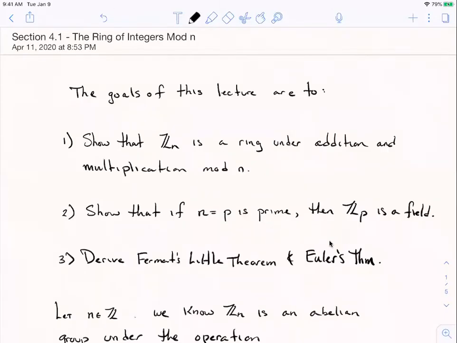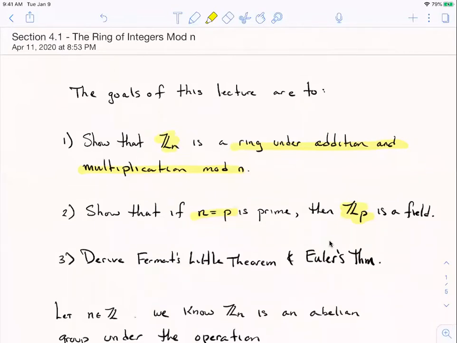In this second video lecture from chapter 4, we're going to focus on the ring of integers mod n. So you can see our goals there. The primary goal is to show that this finite abelian group, Z sub n, is actually a ring under addition and multiplication mod n. Then we're going to specialize to the case where n is a prime, and I'm going to try to show you that Z_p in that case is actually a field. So it's an interesting example because it's a finite object and it forms a field.